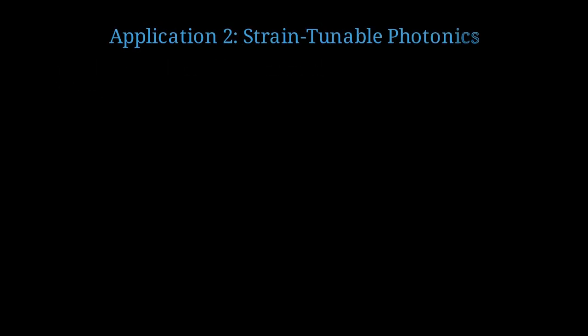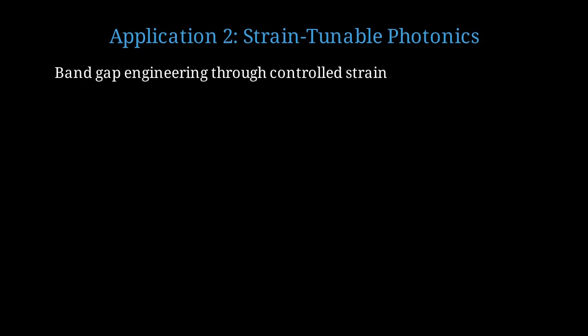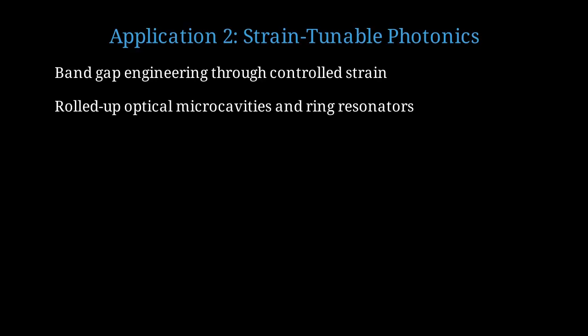Second, strain-tunable photonic devices. The optical properties of semiconductors are very sensitive to strain. By applying controlled strain, you can tune the band gap of the semiconductor, changing the wavelength of light it emits or absorbs. Rolled-up tubes can act as optical microcavities or ring resonators. Light can be confined and circulated within the curved geometry, enabling compact lasers and filters.